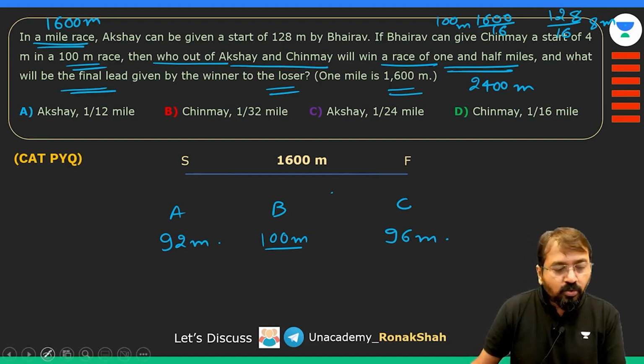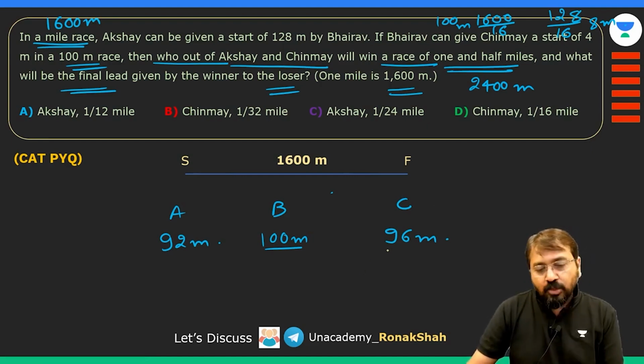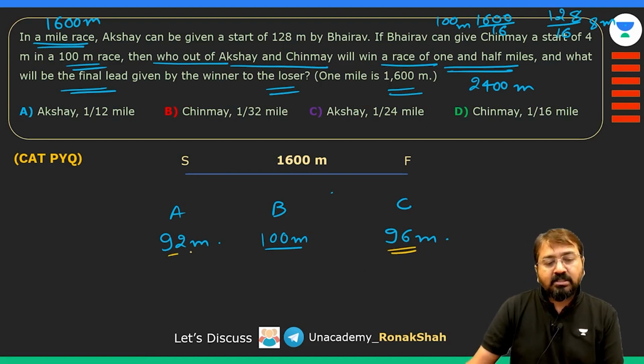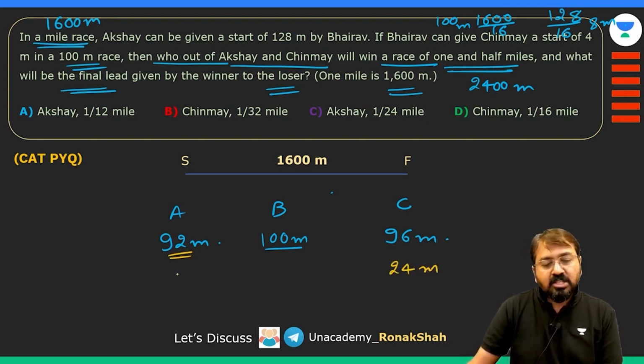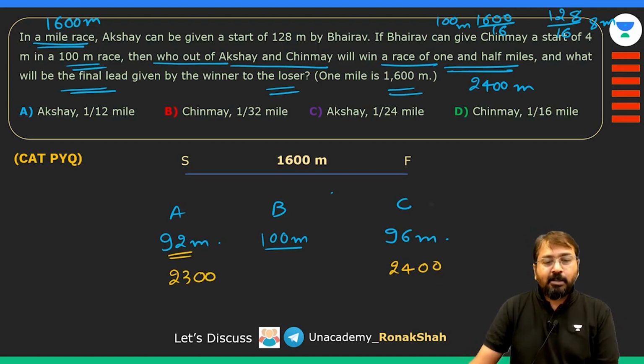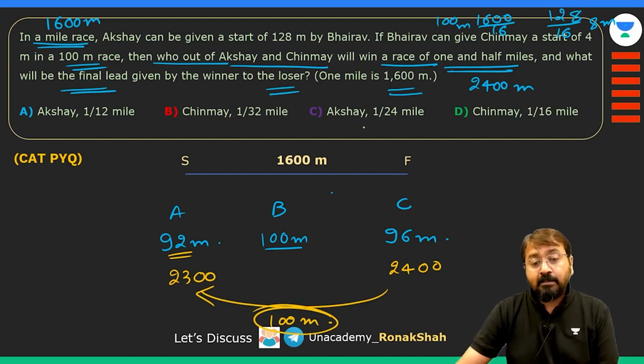So guys, what I can do over here is, I know when Chinmay runs 96 meter, Akshay runs 92 meter. So when Chinmay runs 24 meter, Akshay would be running 23 meter. Or I can say when Chinmay runs 2400 meter, Akshay will be running 2300 meter. So can I say ultimately Chinmay is winning by 100 meter? Now 100 meter in terms of mile, because our options are in terms of mile. So 100 meter is what fraction of 1600 meter?